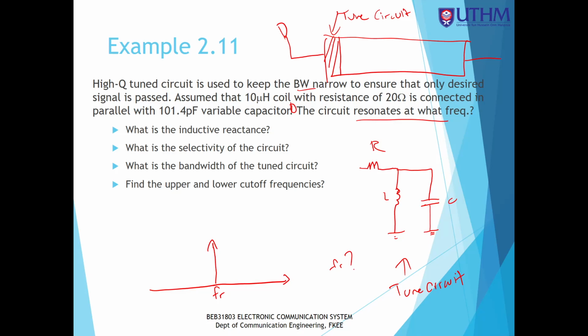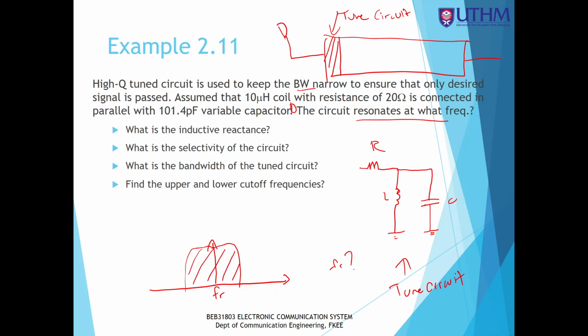Okay, and it selects a small portion of bandwidth, and the resonant frequency is the center. The resonant frequency is located at the center of the selected bandwidth. So the resonant frequency is located at the center of the frequency band selected by the tuned circuit.